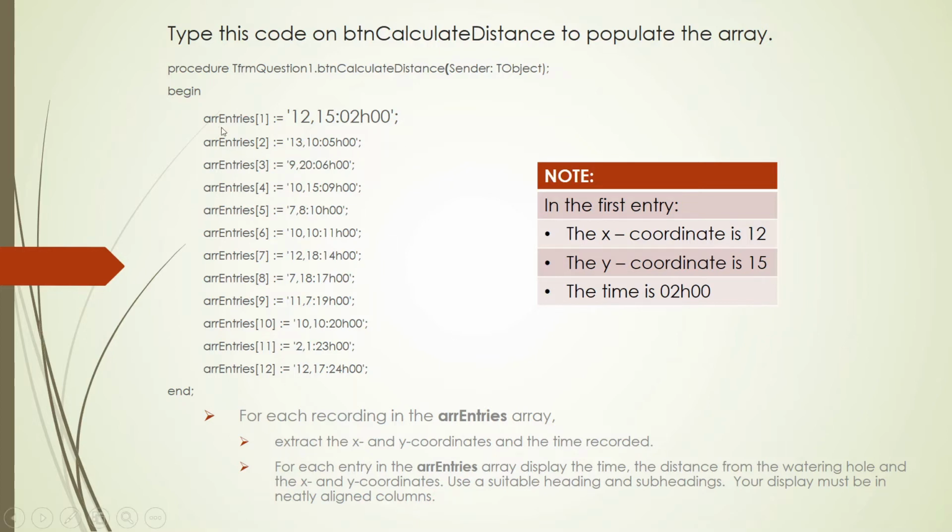So just to explain the array again, remember each cell of the array has a string value, and each value is separated by a delimiter. The first delimiter is a comma and the second delimiter is a colon. You are required to extract each value and store it in separate variables. So what I suggest you do is read the data from the array and store it in a string variable, and then you can manipulate the string variable to extract the x coordinate, the y coordinate, and the time. So that is my clue to you.